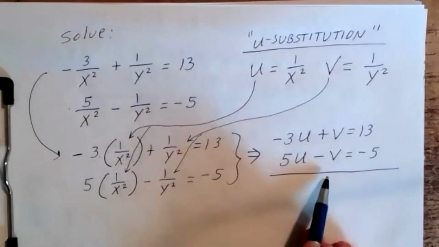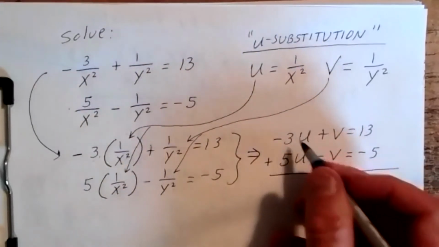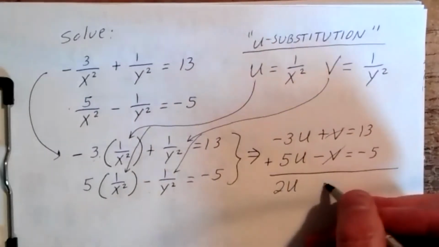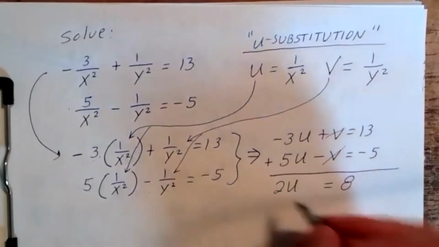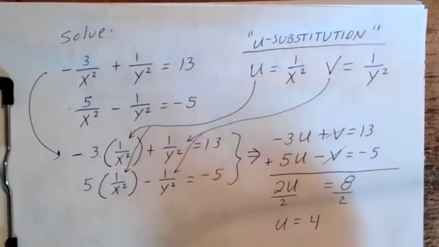How do we solve this system? We just use the addition or the elimination method. Add these equations together. Negative 3u plus 5u is 2u. The v's drop out. Then we're left with 8. Now we can solve for u. Divide both sides by 2, and we get u is equal to 4.